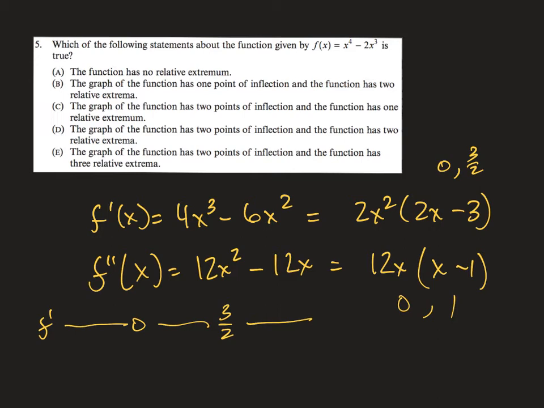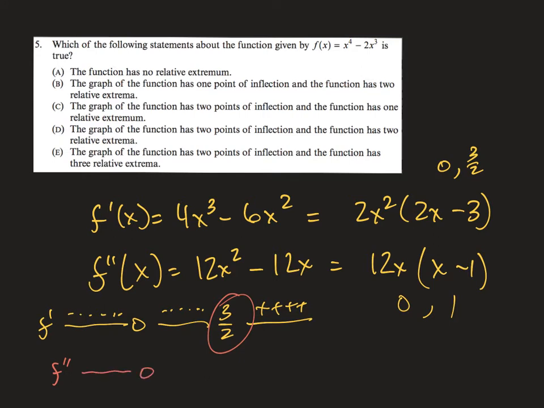And so just quickly looking at this, when I plug in something like 1, I'm going to get negative right here. When I plug in something like 2, I'm going to get positive. And when I plug in something like negative 1, I'm still going to get negative. So it looks to me like I have one extreme value. And then let's just do the second derivative here and see what we can figure out.